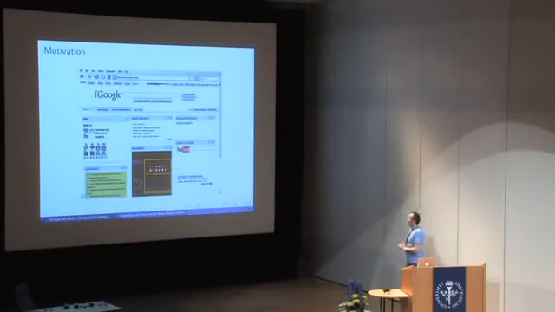So, motivation: we are interested in the security of web mashups. This is a web mashup, it's the Google page. By mashup, we mean that you download a page from one server, in this case Google, and it contains a lot of components, like the weather, a game, a YouTube page, all embedded inside the same page.